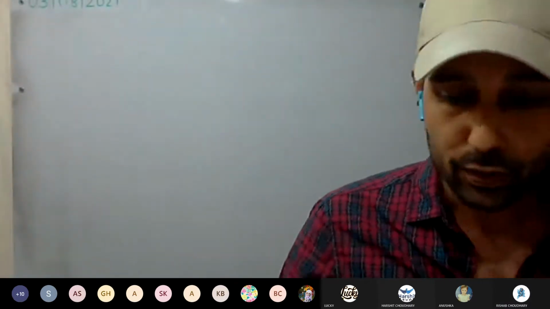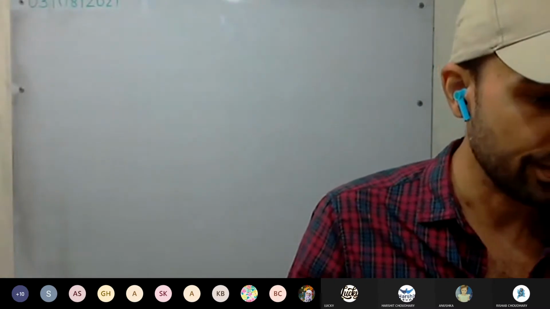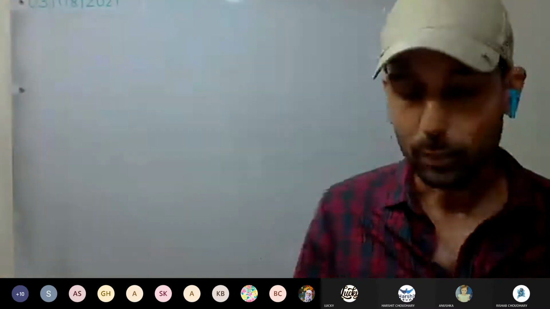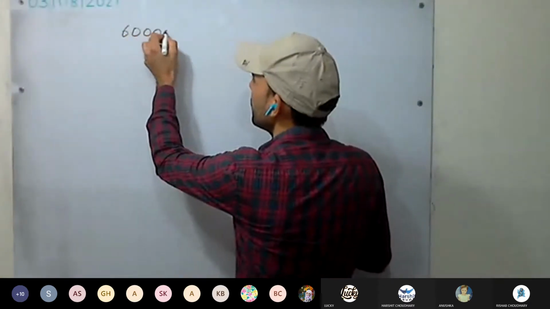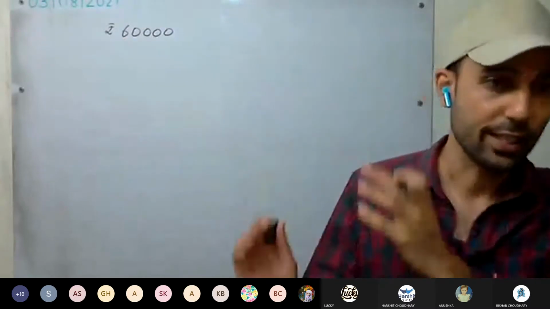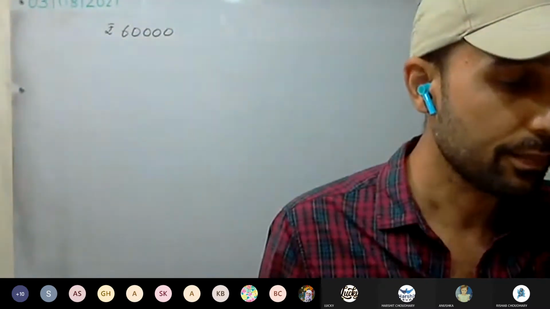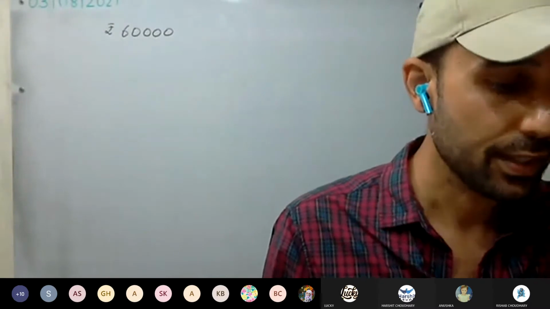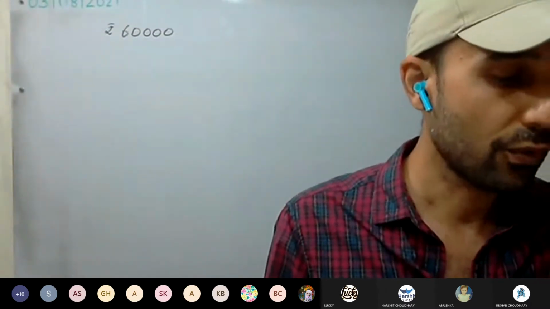A part of 60,000 rupees was invested at 12% per annum for 5 years. So see here, how much money are we having? Total 60,000 rupees we have. A part of it, it means some money from it we have invested at 12% per annum for 5 years, and the remaining we have invested at 10% per annum for 4 years.